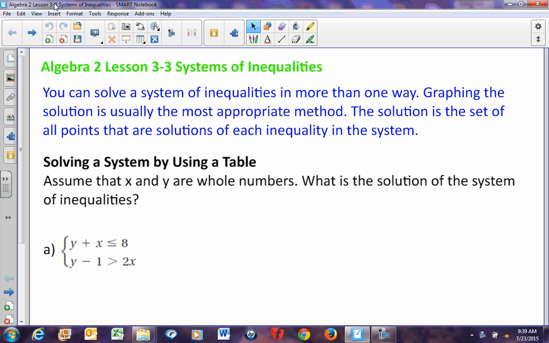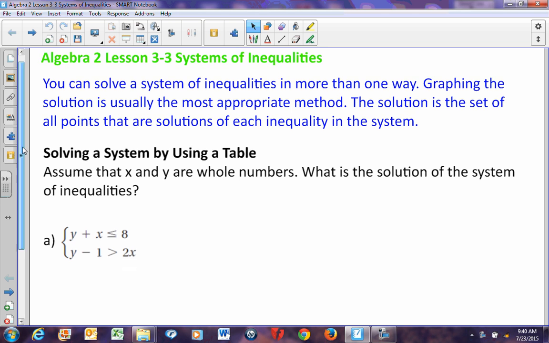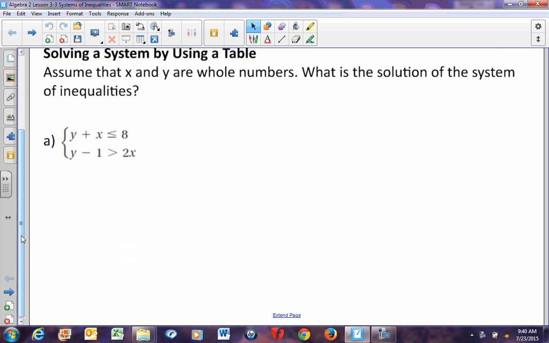Other than graphing, you can also solve a system of inequalities using a table. Let's assume that x and y are whole numbers. Using a table really only works when you assume this, that your answers are whole numbers. What is the solution of the following system? y plus x is less than or equal to 8, and y minus 1 is greater than 2x.